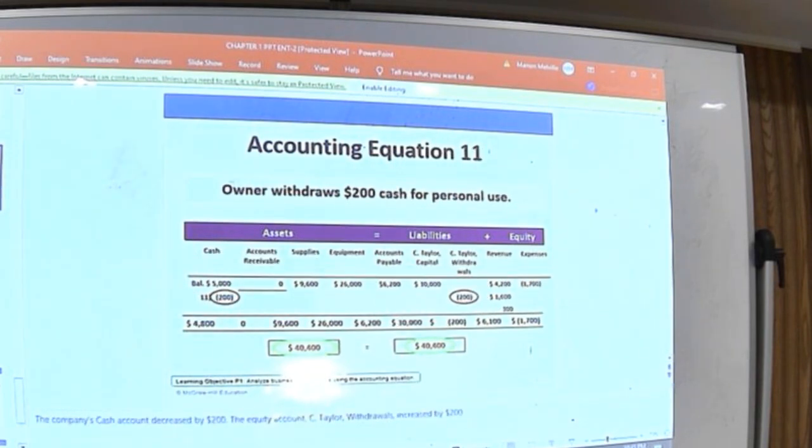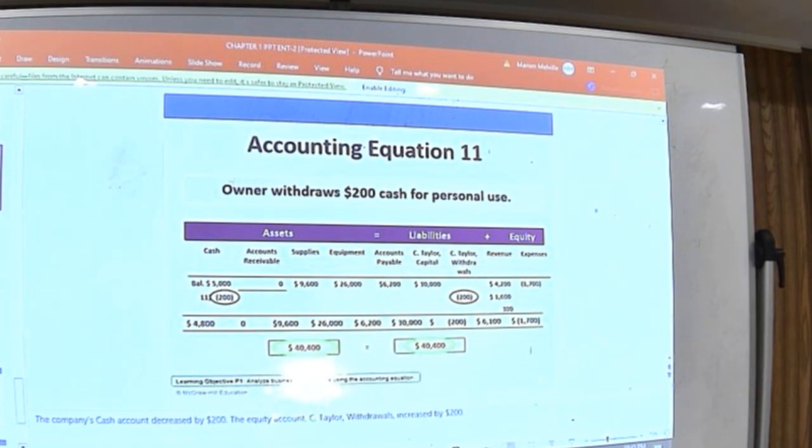Okay, here's transaction 11. Our owner needs some money. He's going to take 200 out of the business. His cash goes down, but his equity, his ownership in the business, also goes down. Remember, we can't commingle personal with business. So we've got a withdrawal.